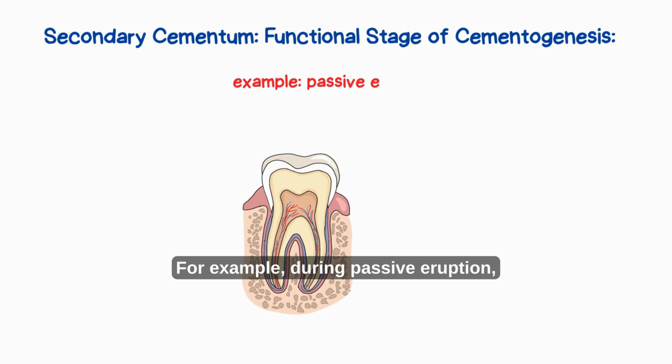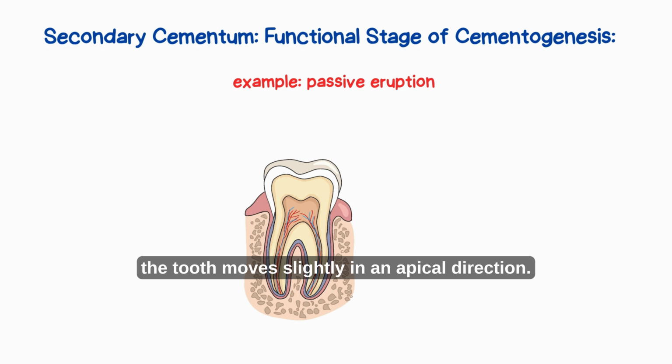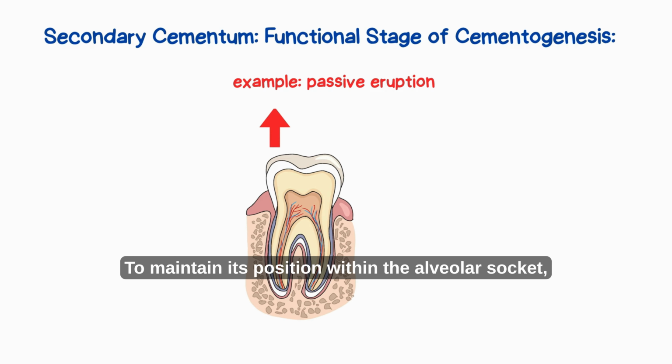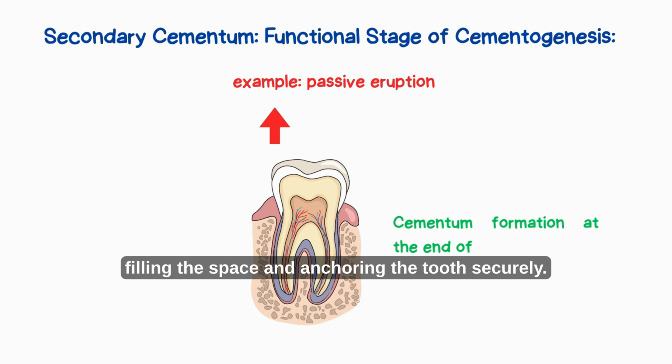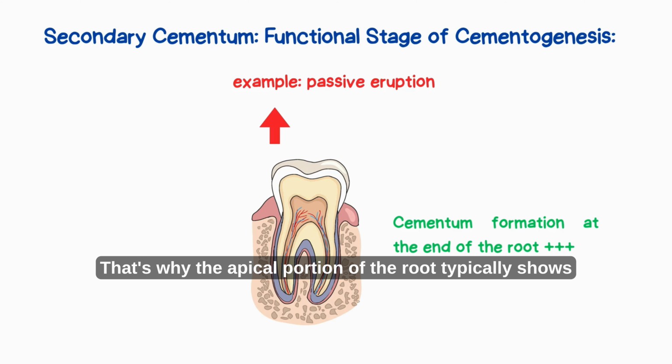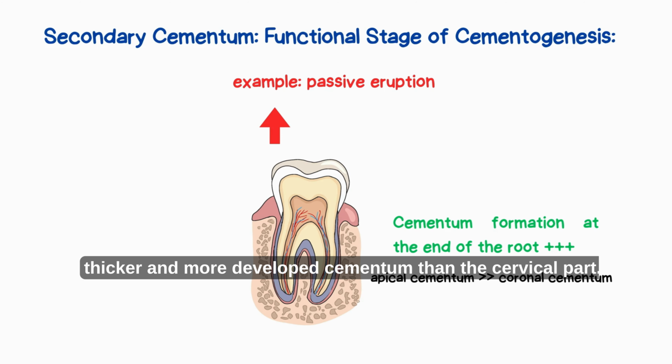For example, during passive eruption, the tooth moves slightly in an apical direction. To maintain its position within the alveolar socket, cementum formation increases at the apex, filling the space and anchoring the tooth securely. That's why the apical portion of the root typically shows thicker and more developed cementum than the cervical part.